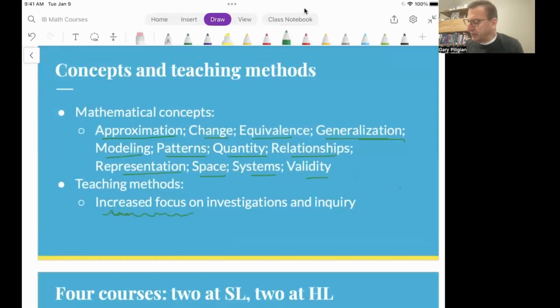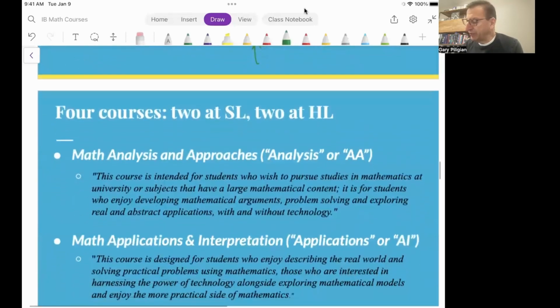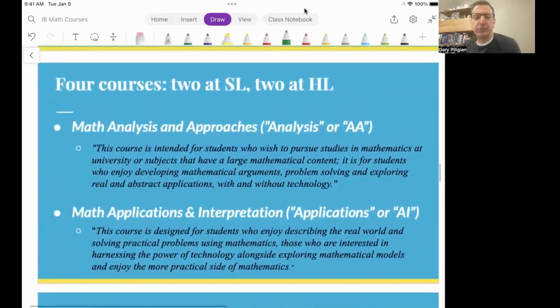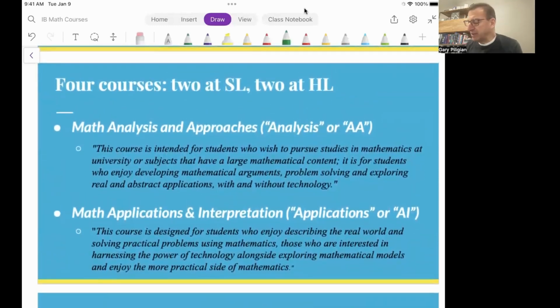we're increasing our focus on investigations and inquiry, right? And these courses have built in some time to allow us to do that, both with the mathematical exploration and in some of the classwork where we go through some investigations. Okay, so here are the courses, and here are the descriptions right from the IB themselves.